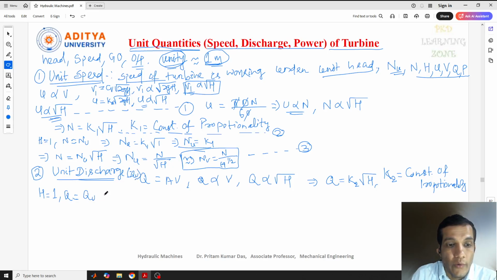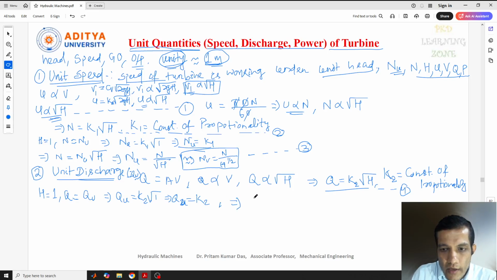Okay. Now here again we just put the value in this equation. Then what we'll get, on behalf of Q, let's put it QU, and this is nothing but K2 and root over of 1. So we got the value: QU equal to K2. Okay. Now this is, suppose, equation number 4. Just put this value in equation number 4, this one.